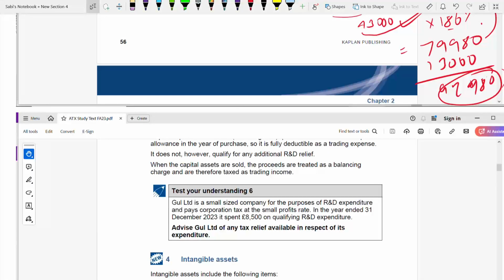Test understanding 6. So this is about also tax relief. So this is a small size company. Purpose for R&D pays corporation tax at a small profit rate and spends 8,500.